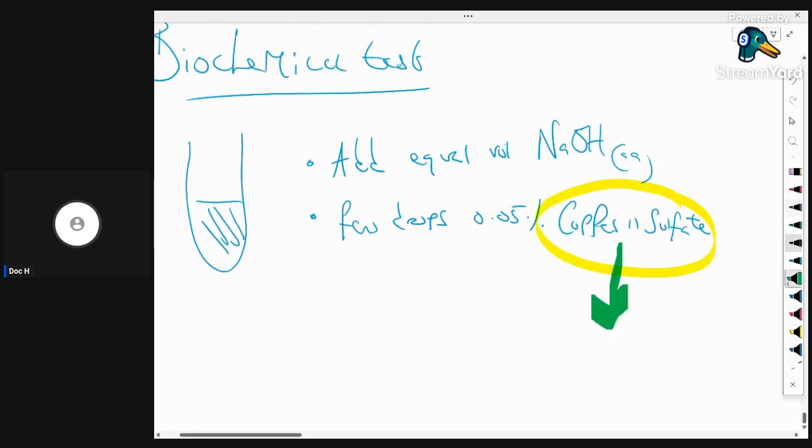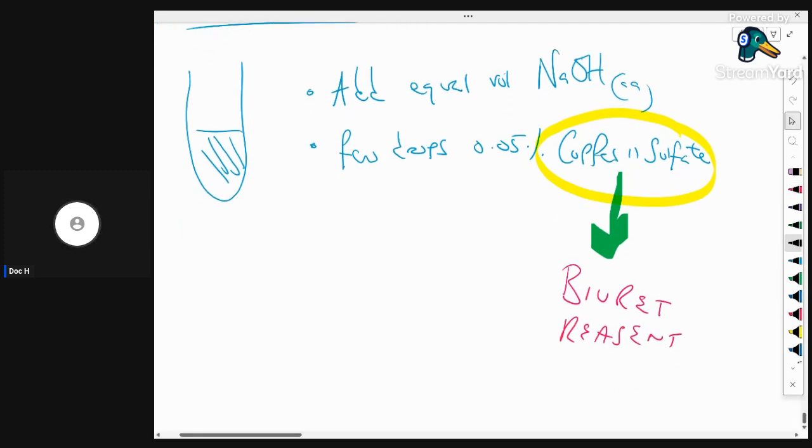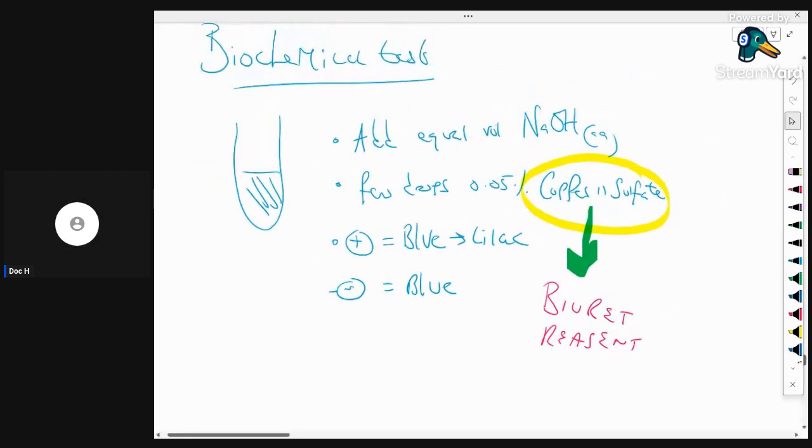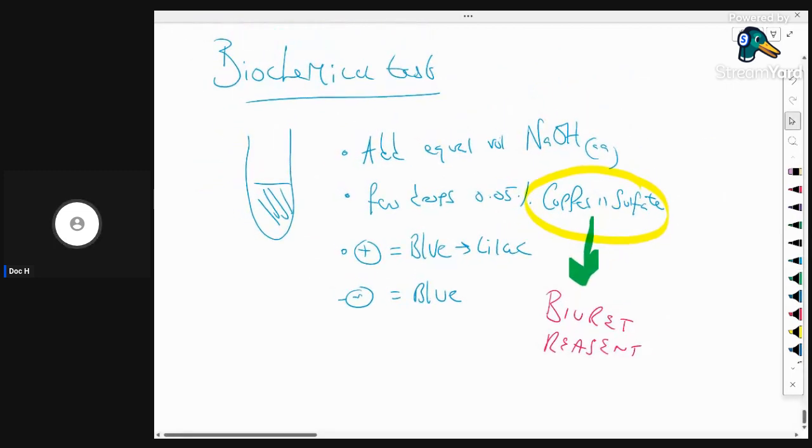This we actually call by a special name. It's not Benedict's reagent, that's for carbohydrates. It's slightly different. It's called biuret reagent. That's what you can call it in the exam. If it's a positive result, the change is from blue to lilac. And if it's a negative result, we remain light blue. You don't need to know how that works, and I'm not going to bore you with the details.